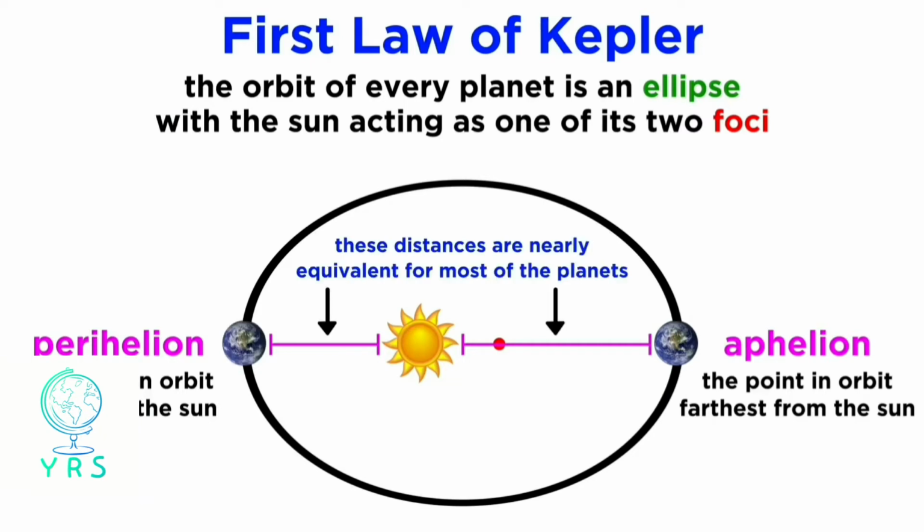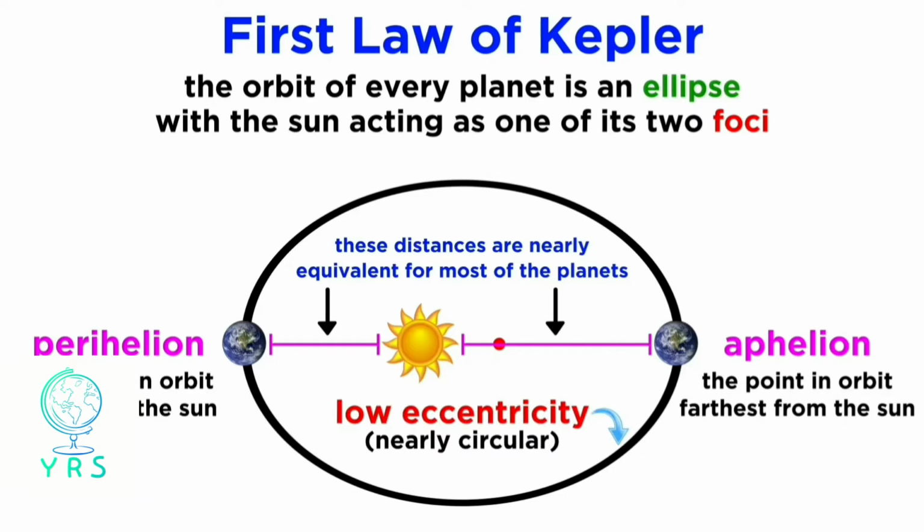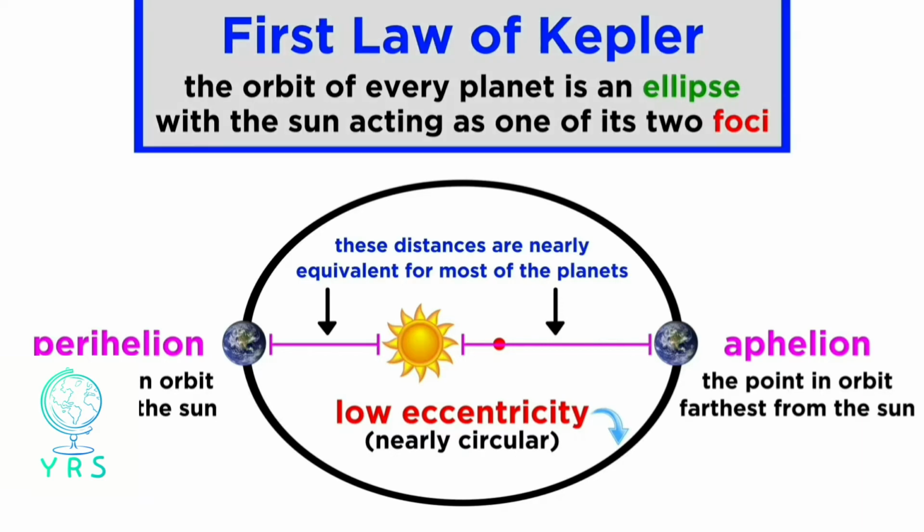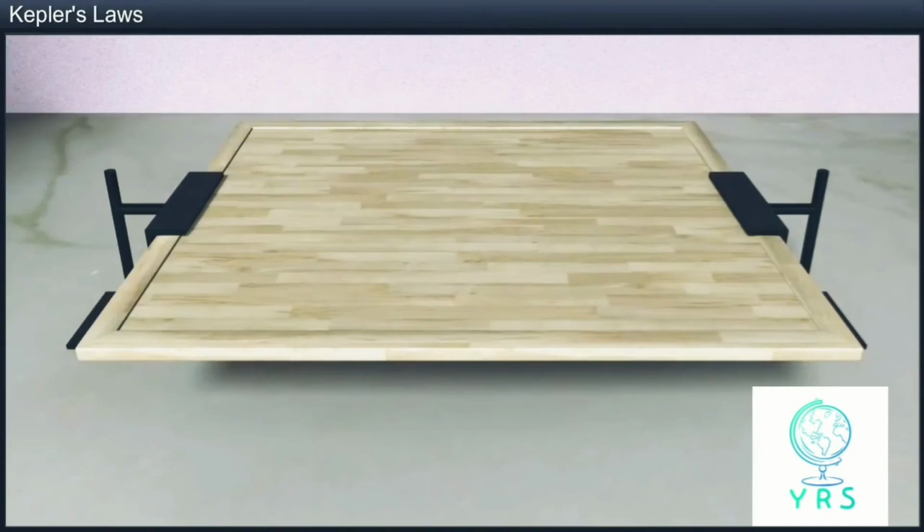He also states that for most of the planets the distances are nearly equivalent, and in such cases the eccentricity is very low, whereas other ellipses are highly eccentric. The skinny and elongated shape of the ellipse is described by the eccentricity. Let us study the ellipse now by the given activity. Let us conduct an activity to better understand this.